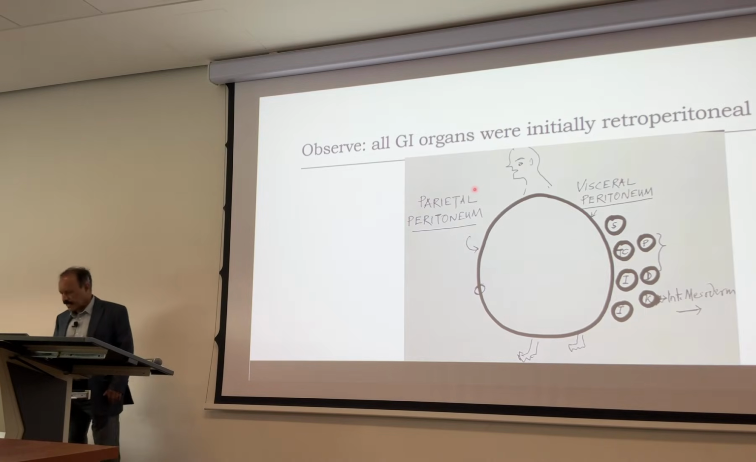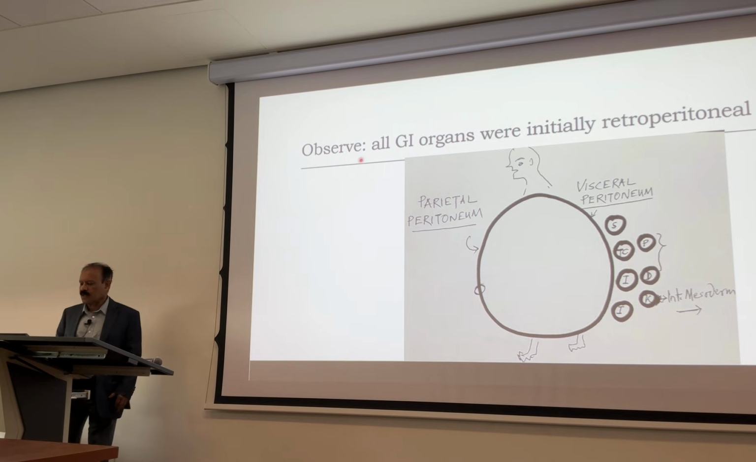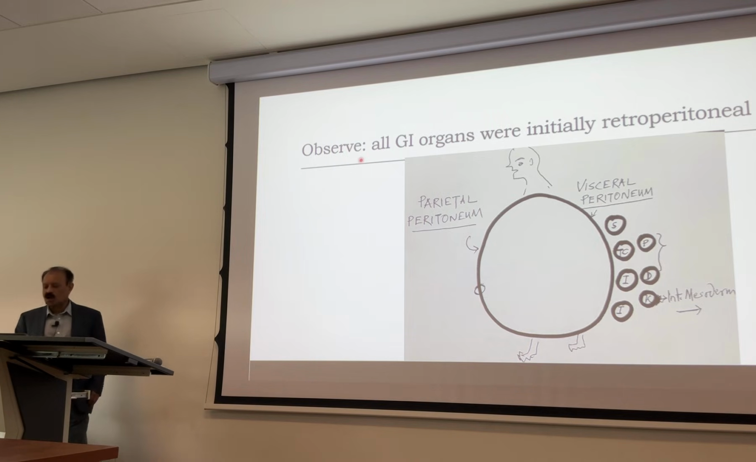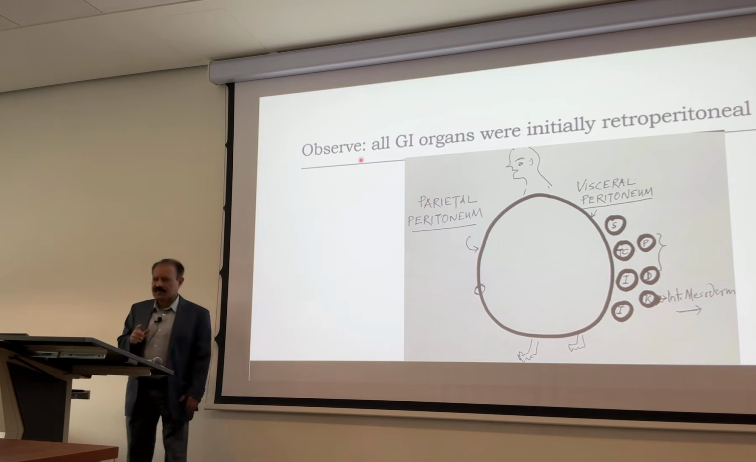So I go back again, and just to emphasize that this is the lateral view, because you can see the umbilicus is still there. This is anterior, this is posterior. Okay? And the balloon is there, parietal peritoneum, visceral peritoneum. All the organs are retroperitoneal. That's what I wrote over here. Observe all GI organs were initially retroperitoneal. Make no mistake about that.